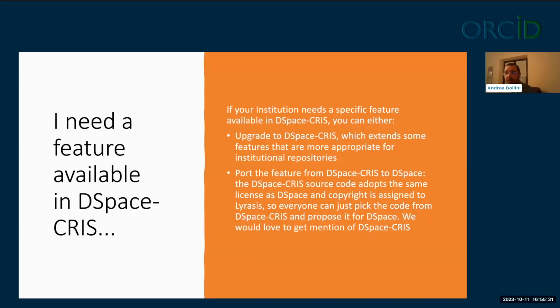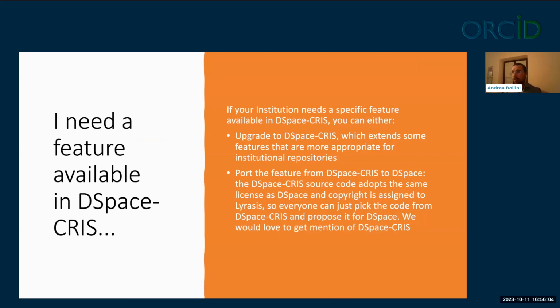So maybe you are asking yourself what you should do if you need something that is currently available in DSpace-CRIS but not yet available in DSpace. Well, you have two options, in my opinion. You can upgrade to DSpace-CRIS. DSpace-CRIS is an open source extension of DSpace. You don't lose anything, but you will get a lot of additional features and more stability and better performance for your repository.